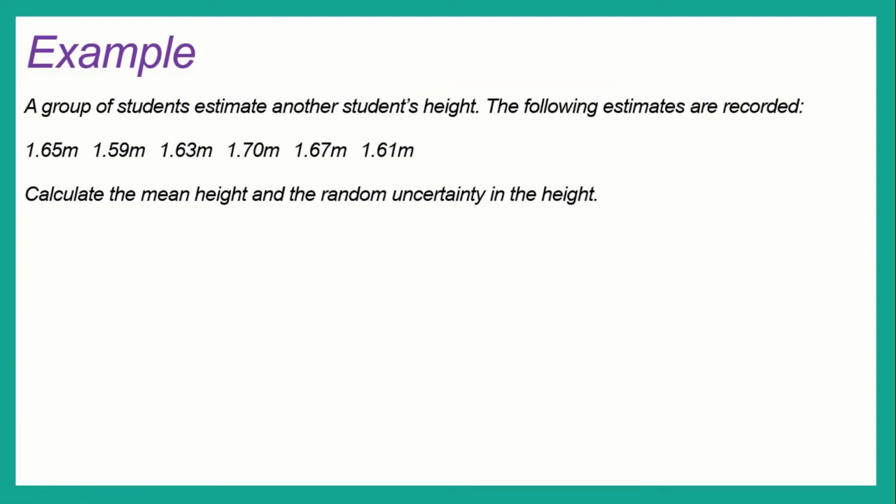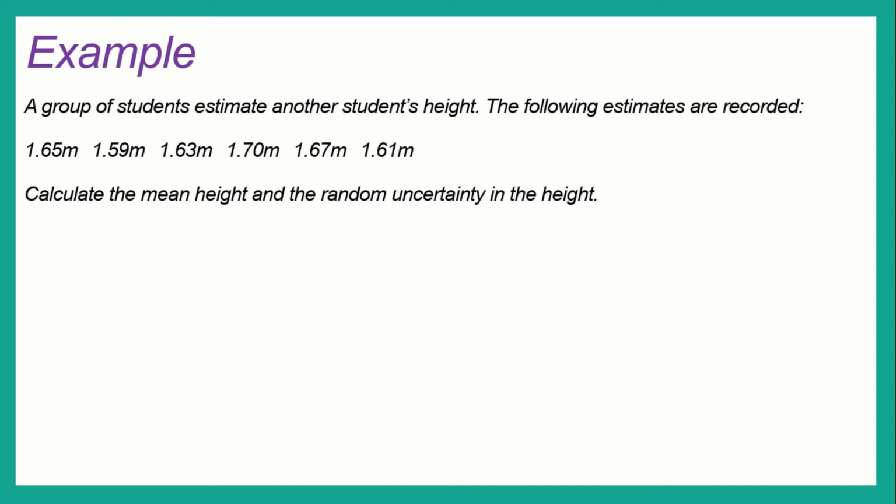I have a wee example just to highlight how this would work in practice. A group of students estimate another student's height, a really basic experiment. The following estimates are recorded, and you see that we have 6 estimates of height, and they're all different. If they're all different, this would indicate that there will be random uncertainty in the height. Calculate the mean height and the random uncertainty in the height.